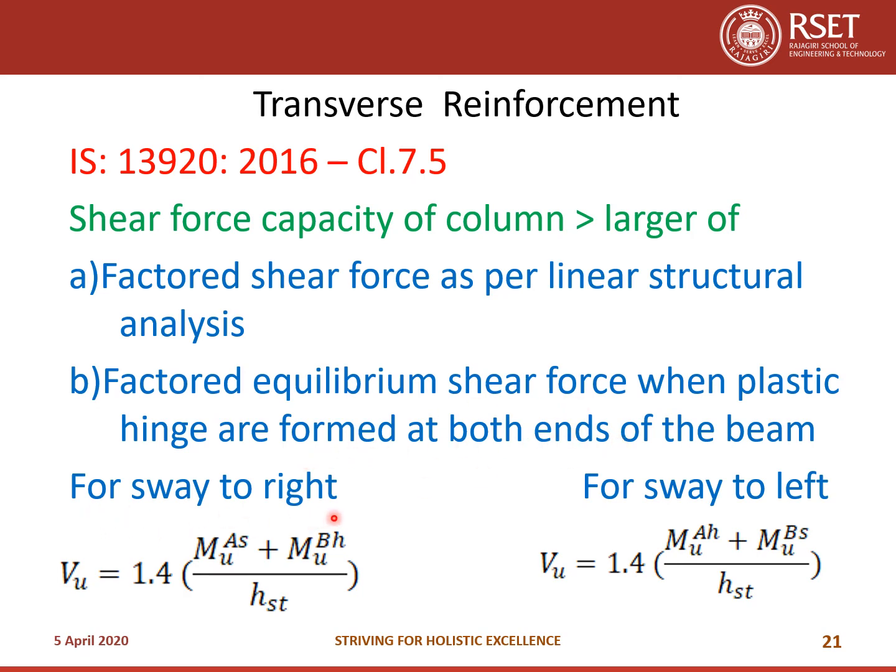If the sway is towards right, VU is equal to 1.4 times MUAS plus MUBH divided by HST. If the sway is towards left, VU is equal to 1.4 times MUAH plus MUBS divided by HST, where HST is the story height. MUAS and MUAH are the sagging and hogging moments at A, and MUBH and MUBS are the hogging and sagging moments at B.